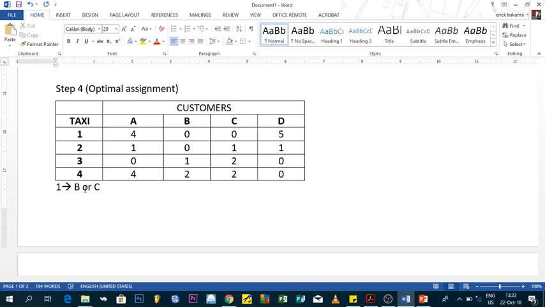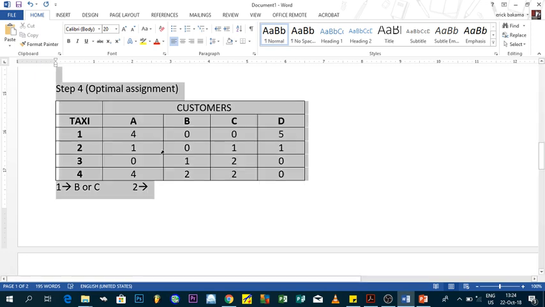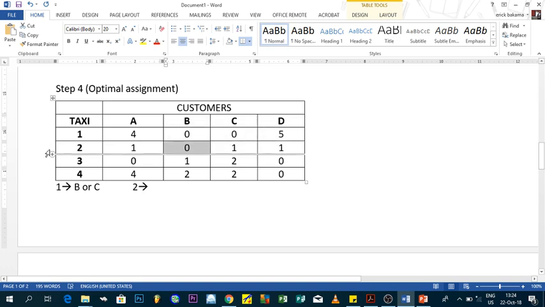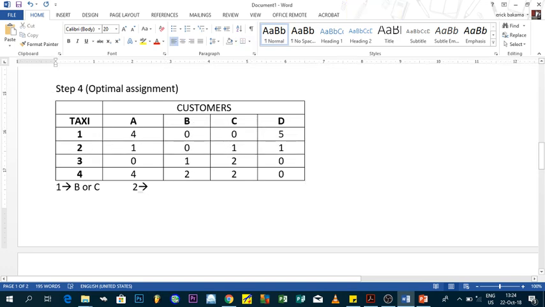Whenever you are solving this, it's better to do it with a pencil so that you identify first, because this is not the optimal yet. So 1 can go either to B or C. Then we go back to taxi 2. Taxi 2 can be allocated only to B because that is the only place where there's a 0. So 2 can only go to B because there are no other zeros. You see 1 has 2 zeros, B and C, but this one has only 1 zero, which is this one.